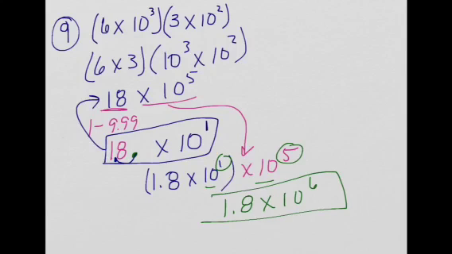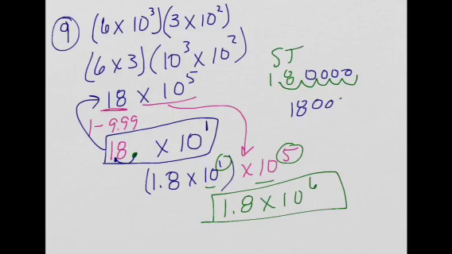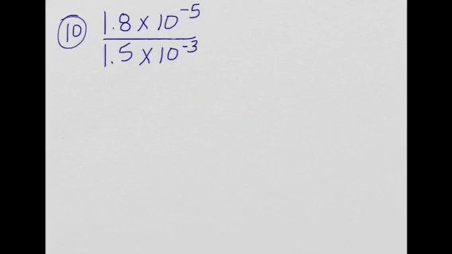That's in scientific notation. If I want to put it into standard form, it's 1.8 and we're going to move it 6 places to the right. So 1, 2, 3, 4, 5. We're going to go ahead and add in our zeros and our comma. 2, 3, 4. And there it is in standard notation.